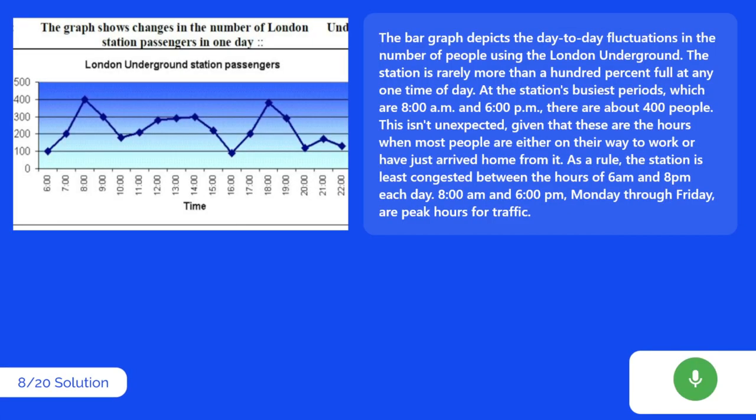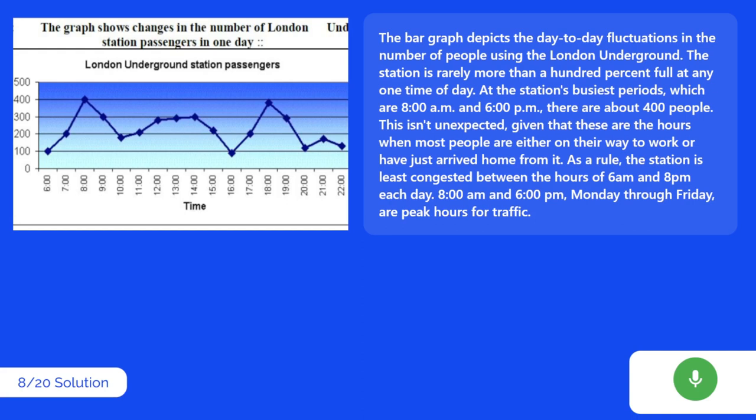The bar graph depicts the day-to-day fluctuations in the number of people using the London Underground. The station is rarely more than 100% full at any one time of day. At the station's busiest periods, which are 8 a.m. and 6 p.m., there are about 400 people.